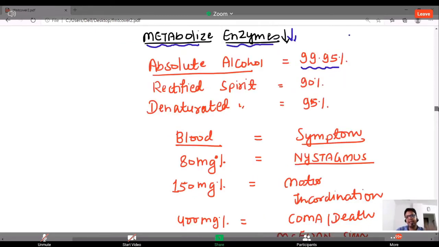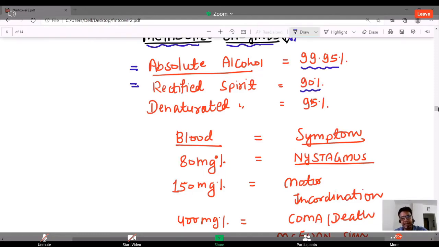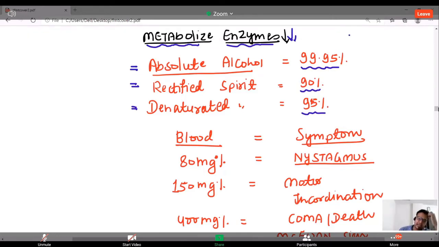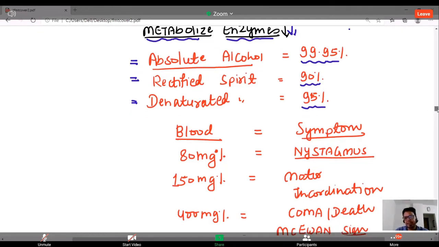Absolute alcohol contains 99.95% ethanol. Rectified spirit contains 90% ethanol, and denatured spirit contains 95% ethanol.